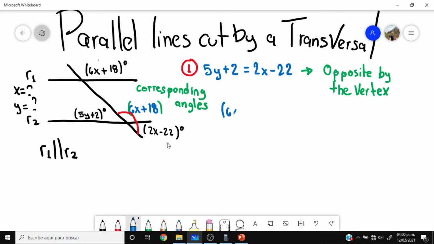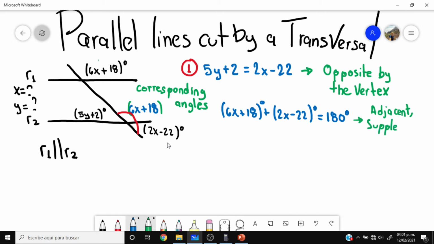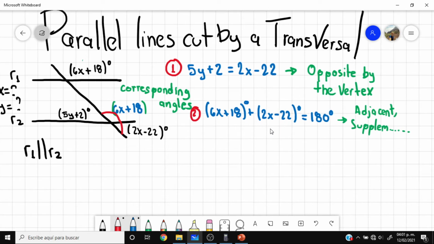So 6x plus 18 plus 2x minus 22 equals 180 degrees, because they are adjacent, or they are supplementary. And this is equation number 2. Now if you see, I have a linear equation and just one variable, and that variable is x, so that means that I can solve it. So let's do it.